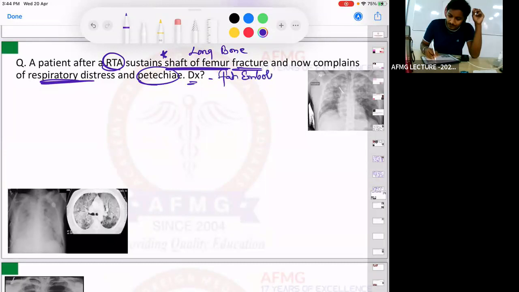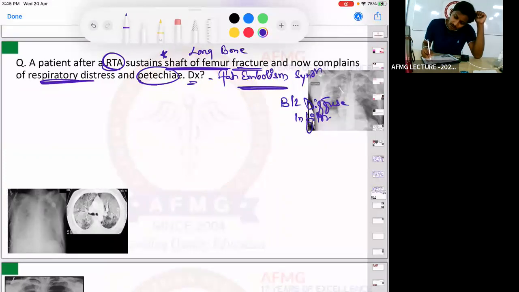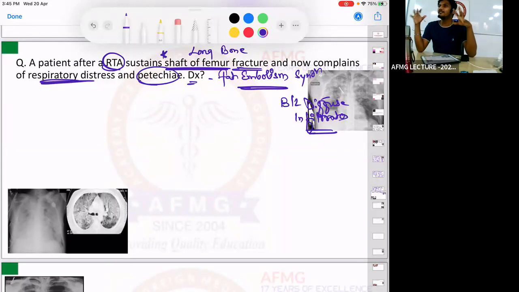Questions have been asked on either pulmonary embolism or fat embolism. One of the two comes, from either ortho or pulmo. Okay? If I talk about the X-ray, I can see bilateral diffuse infiltrates. What is seen on fat embolism syndrome X-ray? So bilateral diffuse infiltrates. Sometimes they are also referred to as snowstorm appearance, but not always. Okay? So remember.